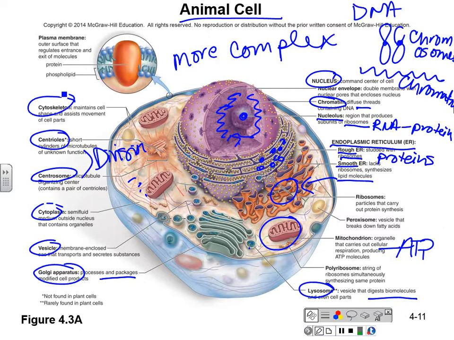Cytoskeleton, this is like the scaffolding of the cell. We'll talk in just a little bit about some of these filaments and how they act as support. So basically it's the backbone of the cell. It's the scaffolding. It's like the bones in our body. It kind of holds the cell in its shape.